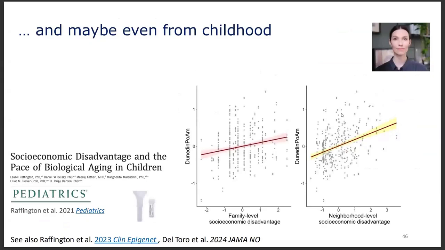Laurel Raffington, now at Max Planck, has done some work in even younger kids using saliva DNA, again reproducing this observation of a social gradient in health. In Laurel's work, again, it tends to be the speedometers that are more sensitive in the kids. But we just don't have enough data to make any kind of strong statement about that.